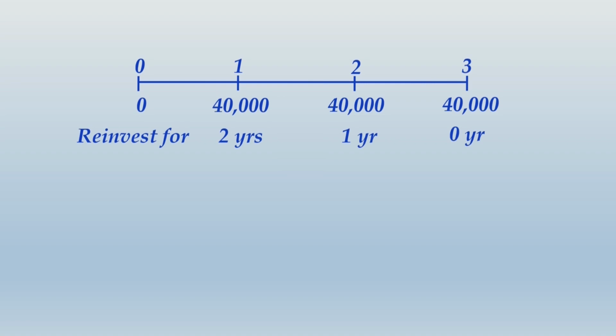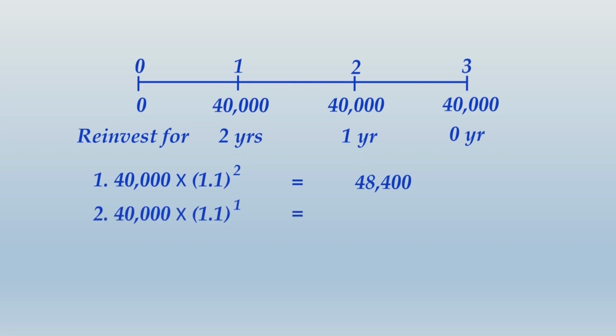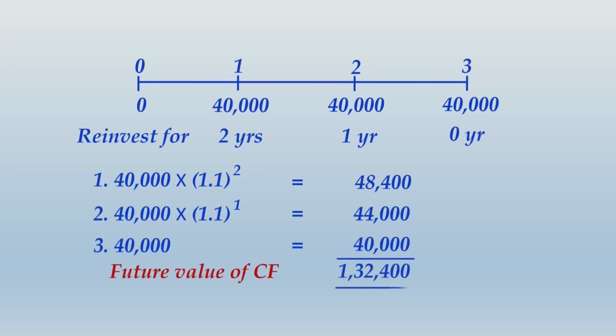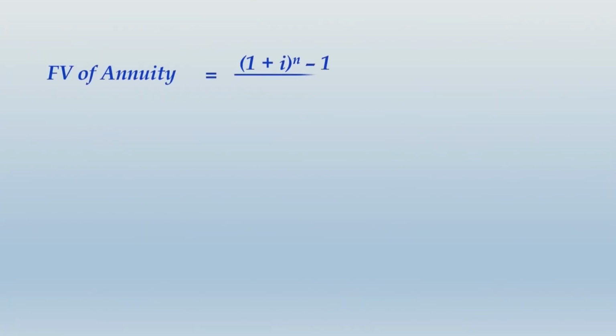To find the maturity value of all these reinvestments, what you would do is 40,000 which is reinvested in the first year end for 2 years, it will have maturity value of 40,000 into 1.1 raised to 2. Then another 40,000 will have its maturity value as 40,000 into 1.1 raised to 1, and the third 40,000 will remain as it is because that is not actually being reinvested. The future value of these cash flows, when these cash flows are reinvested at the usual discounting rate of 10%, it comes to rupees 1,32,400.